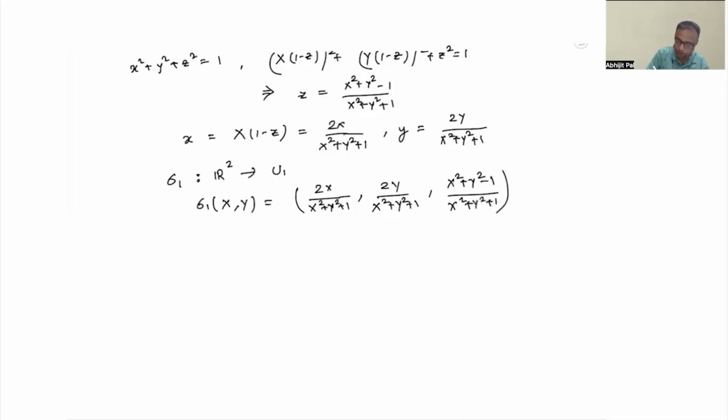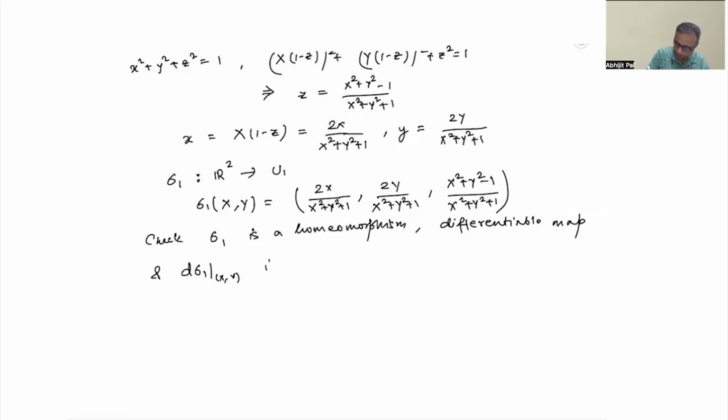Okay. So again, check that sigma 1 is a homeomorphism, a differentiable map, and d sigma 1 at each point X, Y is injective. This you can check.